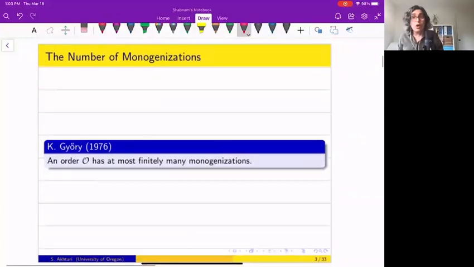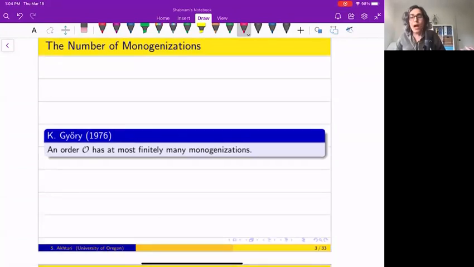And we do know a lot of things about monogenic orders and the number of their monogenizations. A very important fact comes from a work of Győry in 1976, where he proved that an order has at most finitely many monogenizations. Here we talk about a general order. Of course, it might have zero, which is not a monogenic order. But if it is monogenic, the number of essentially different alphas that do that for you is going to be finite. So this fact we know.